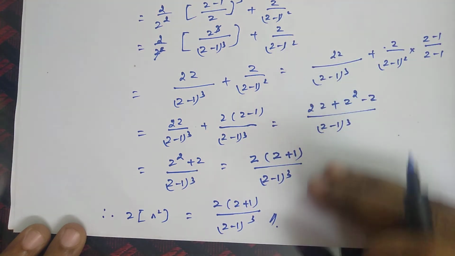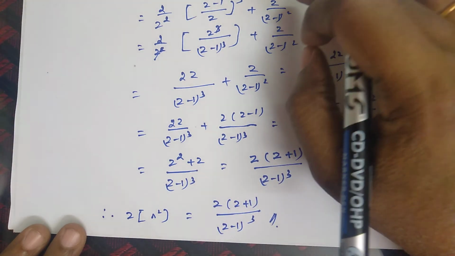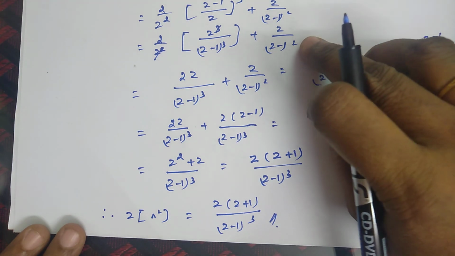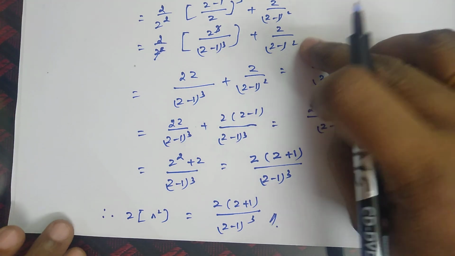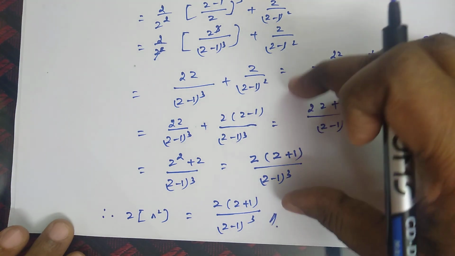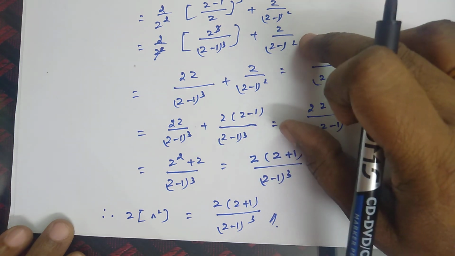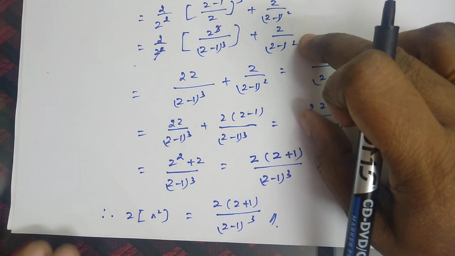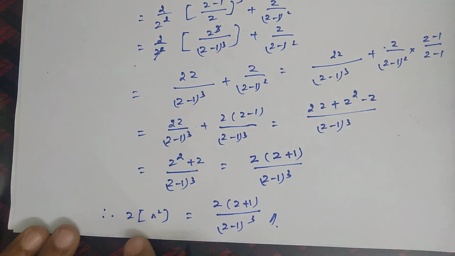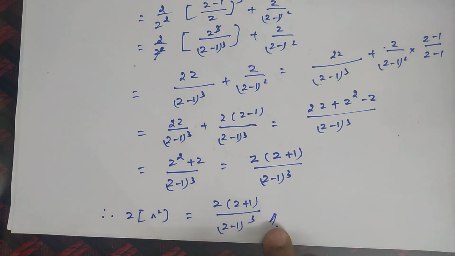If you feel that this is more difficult, if you want, you can stop up to this also. But in the book the answer is up to this only. But compared to 0 mark, up to this you can get at least 6 marks. So this is the answer for the z transform of n square.